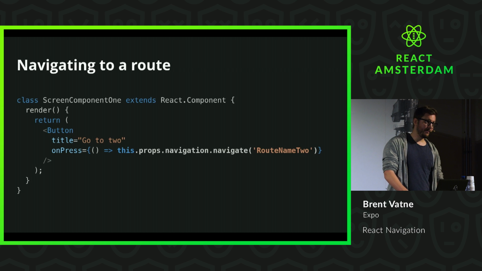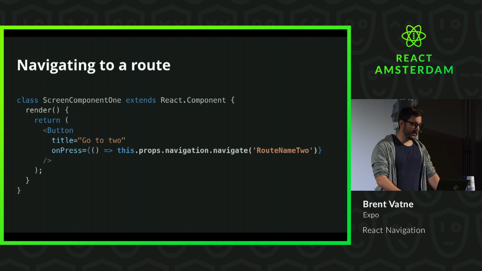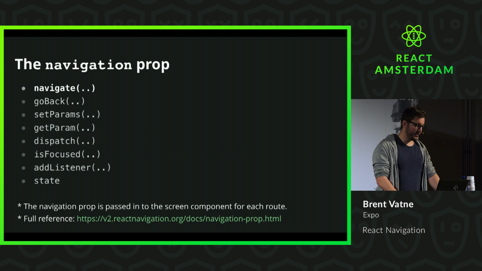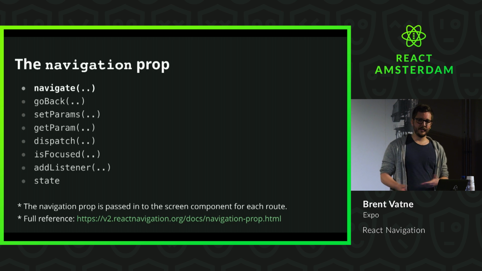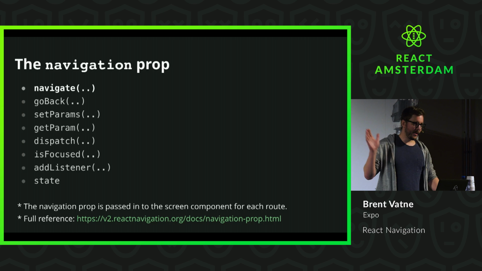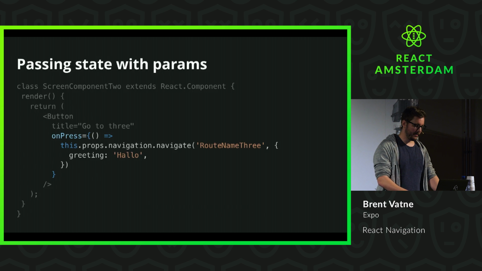So when you want to navigate from one screen to another, you just call navigate on this navigation prop and pass in the route name. And the navigation prop is something that's passed into all screen components, and it has a kind of grab bag of useful functions for interacting with the navigation state. You can navigate to a specific screen like we just saw. You can go back, use parameters various ways, check the focus state, etc. And these are the properties that are available in every navigator. We'll see later that you can also have navigation properties that are specific to a certain type of navigator.